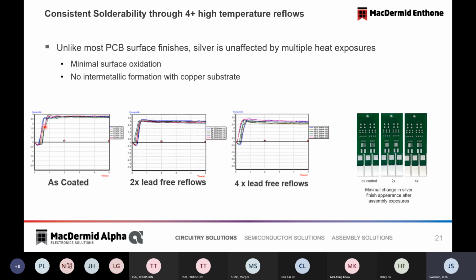These are wetting balance curves that show the performance in a solderability test. And you can see as a coated board behaves very similar to a board that's been through 2 reflows, and it performs very similar to a board that's been through 4 assembly cycles. So this is the preconditioning, and it's simply showing that the performance of a board is largely, mostly unaffected by many reflow cycles. That's the basic message of this slide.